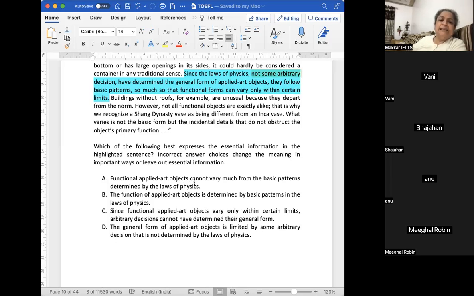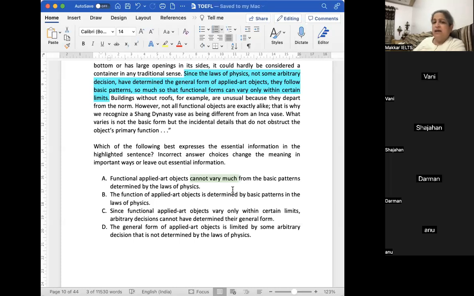Functional applied art objects cannot vary much from the basic patterns determined by the laws of physics. This best expresses it. See there. They follow basic patterns, so much so that their functional forms can vary only within certain limits. They cannot vary much. They can vary only within certain limits. Only this point is there. This is the thing that best expresses what is given here. Others are close, but this is the one which best expresses it.